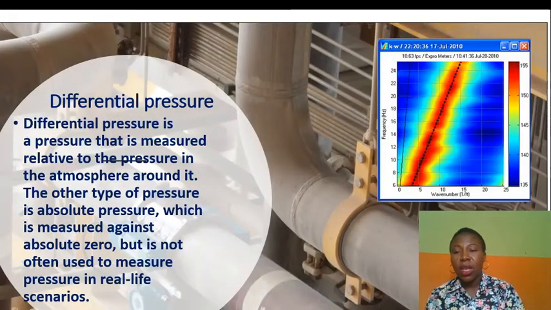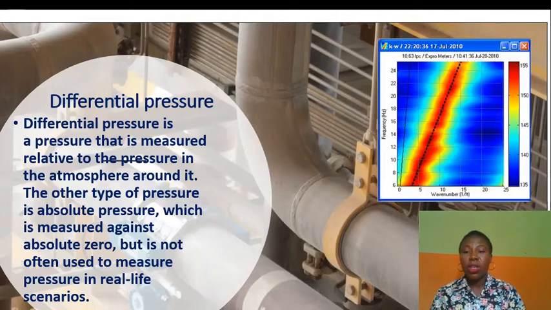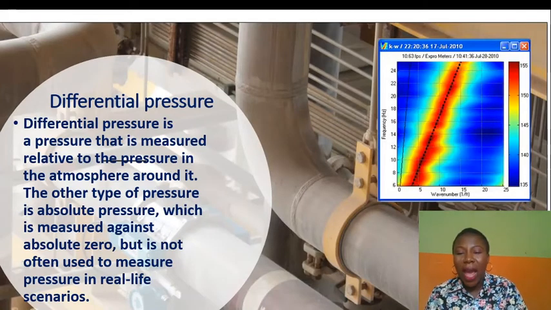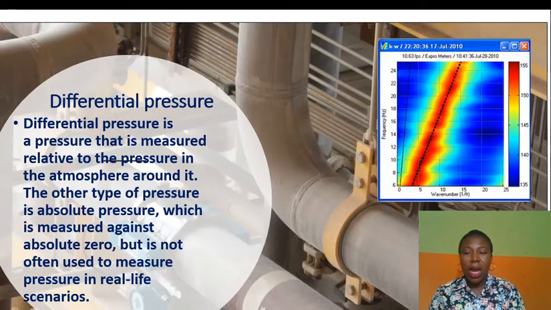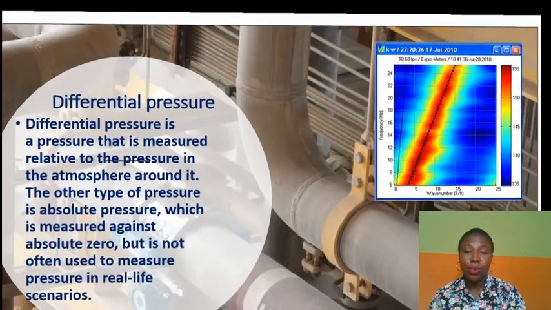Differential pressure. Differential pressure is a pressure that is measured relative to the pressure in the atmosphere around it. And the other type of pressure which we have explained, absolute pressure, is measured against absolute zero, but it is not often used to measure pressure in real life scenarios.